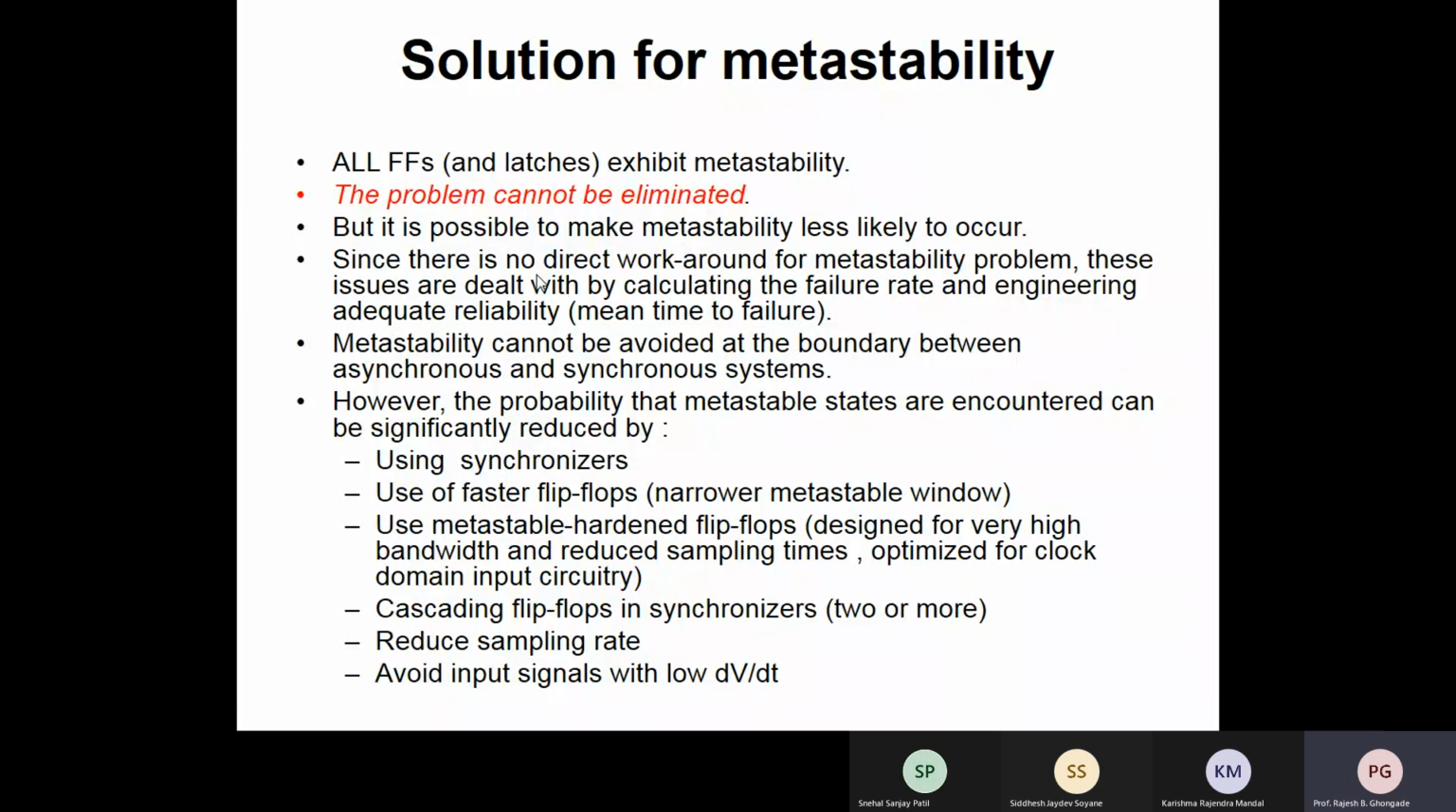Anyway, metastability cannot be avoided at the boundary between asynchronous and synchronous systems. This is logical, because your system input is not synchronized to any clock. It is coming from the external world, so naturally the signal can come anytime. And so we cannot make sure that the setup time or hold time windows are respected in that case. So there is a definite chance of metastability there. Where does this happen? It happens at the boundary between the synchronous and the asynchronous systems.